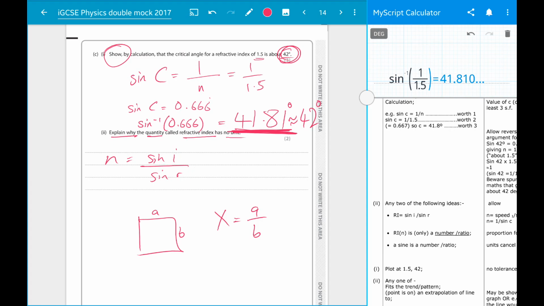Also, sine i doesn't have a unit either, because sine is a ratio of one side of a triangle to another side of a triangle that you might have done in maths. So sine i doesn't actually have a unit of degrees. It's not got a unit either. So you've got something that hasn't got a unit divided by something that hasn't got a unit. You still don't have a unit. So you need to say that both of them are unitless, and if you divide a unitless thing by a unitless thing, you're still going to get a unitless quantity.